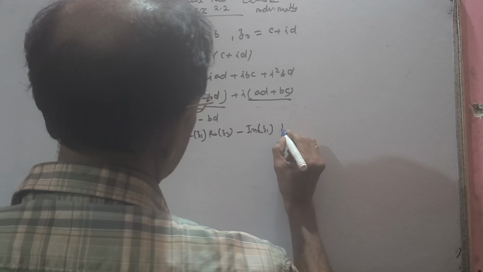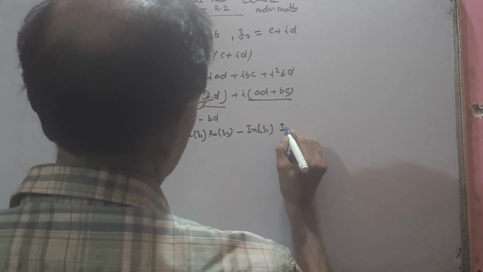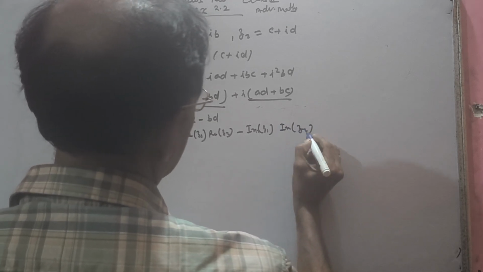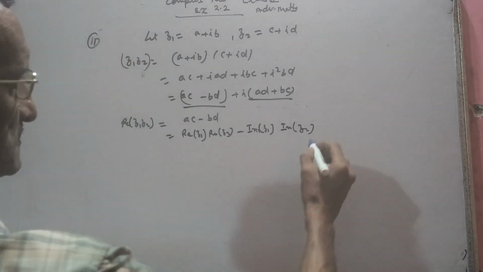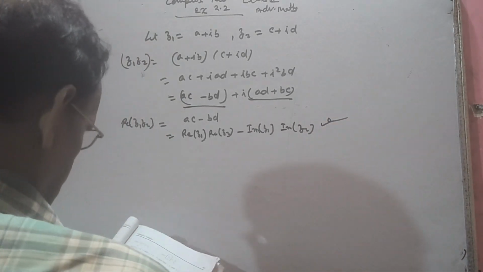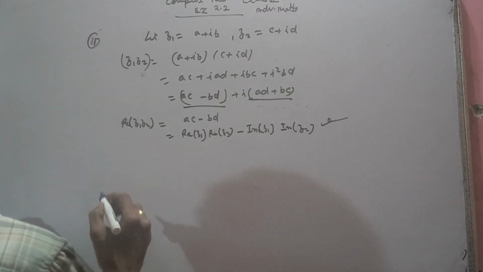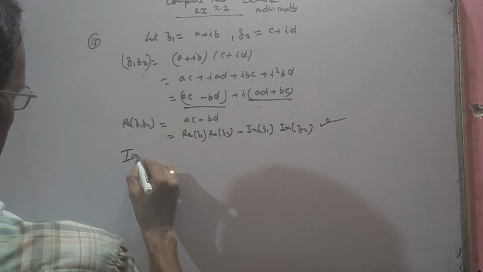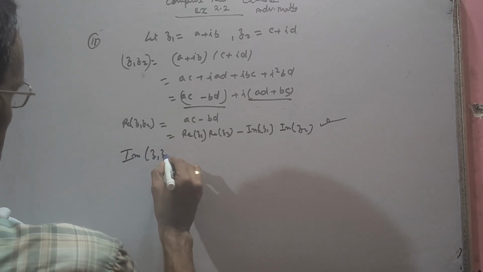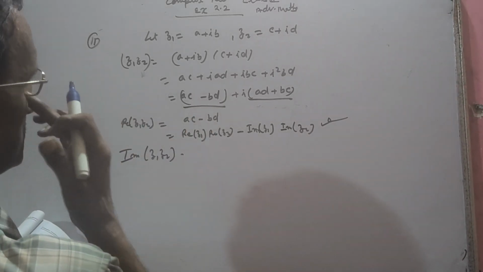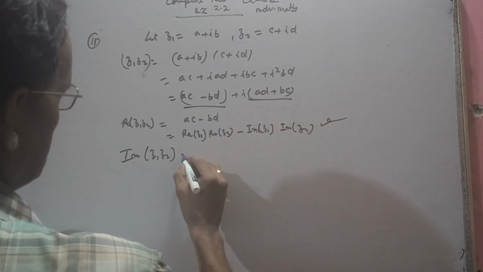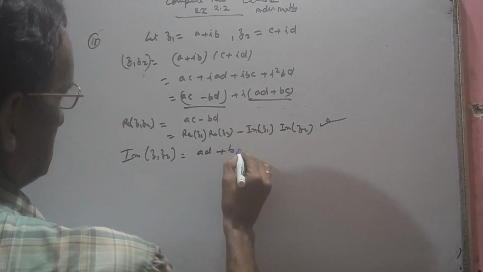It can be written Im Z2. So yes, we can write. They are asking the same thing. Then part B is asking the imaginary part of Z1 Z2. What is the imaginary part of Z1 Z2? AD plus BC.